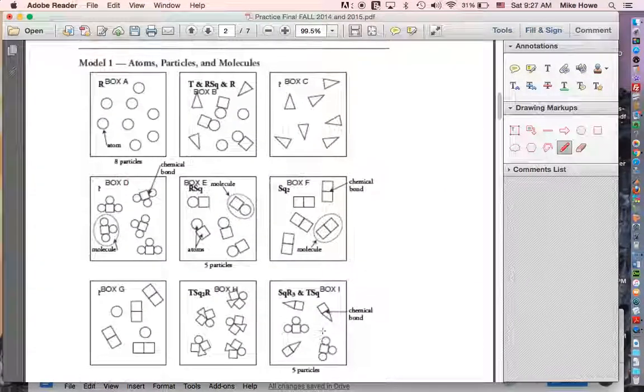5 molecules would be this one, because 1, 2, 3, 4, 5. Nothing up here. This one, 1, 2, 3, 4, 5. That one works, and that one works, and that one works.